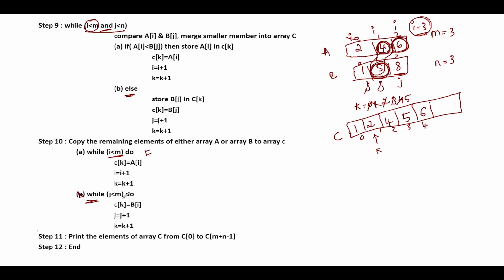So this is B. I'm going to check whether J is less than N. This should be N. J is less than N. Yes, J is less than N. It is not equal to N. Still we have an element here. J value is 2. Hence this is true.